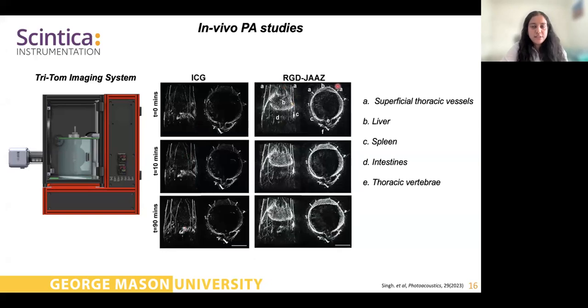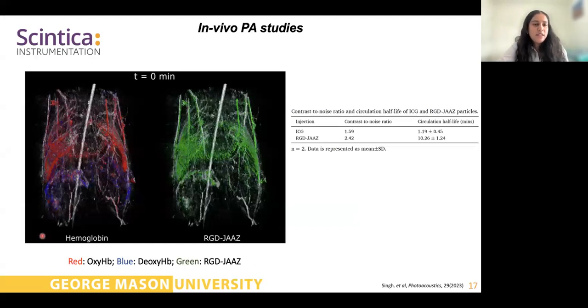But for the RGD JAS particles, as you can see, the moment it was injected at t equals 0 minutes, you had an enhanced visualization of especially the liver, the spleen, and the superficial thoracic vessels. And we could see these components for up to 90 minutes, and in the paper, up to 120 minutes after injection. So there is a clear difference in the intensity of both the ICG, which is the current gold standard, and the RGD JAS particles.